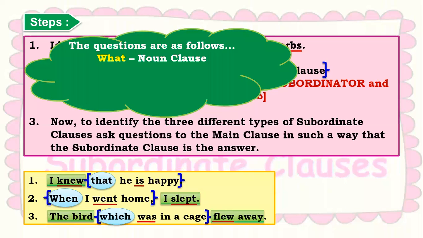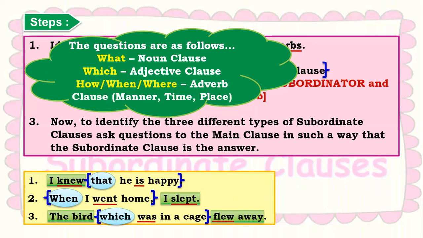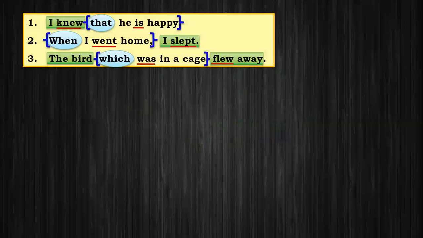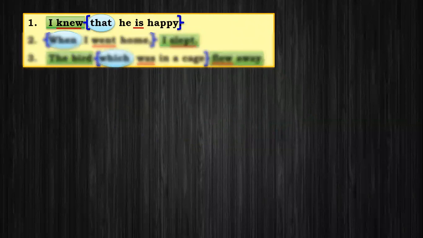Let's try it. So which are the questions that can help us to identify the types? What will help us to identify the noun clause? Which will help us to identify the adjective clause? While how, when, where, respectively, will help us to identify manner, time, and place. It's time to try it. Here we go. Let's take the first example. I knew that he is happy.